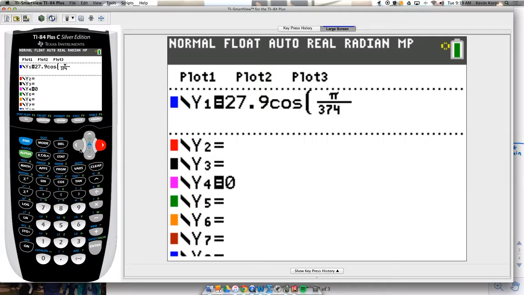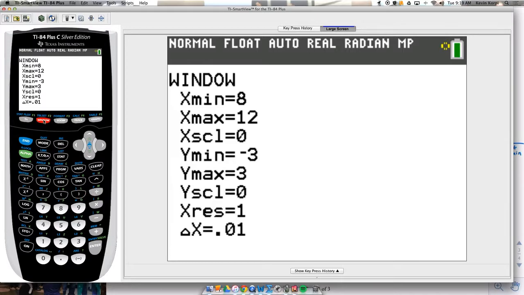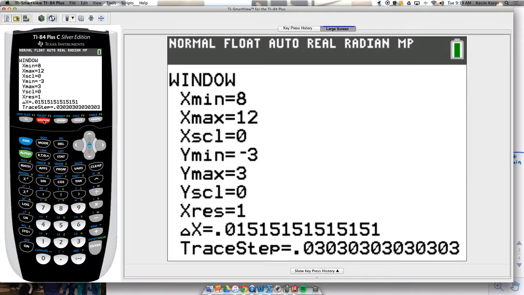374, parentheses, x on the calculator. Oops, forgot the parentheses. Minus 151. Close it for the shift. Close it for the angle. Now, don't just hit graph or zoom 6. Go to your window and type in the window that we just did.